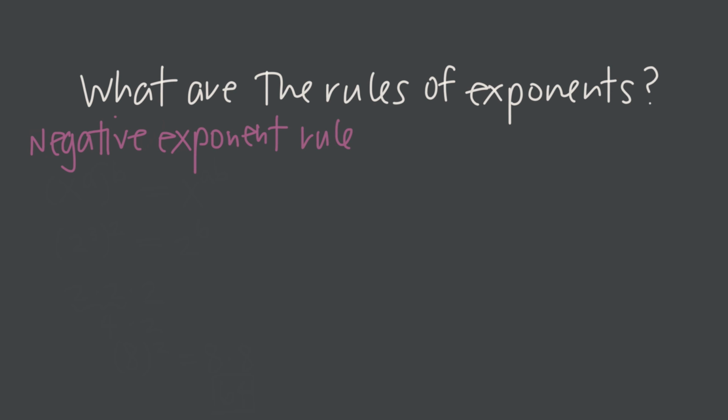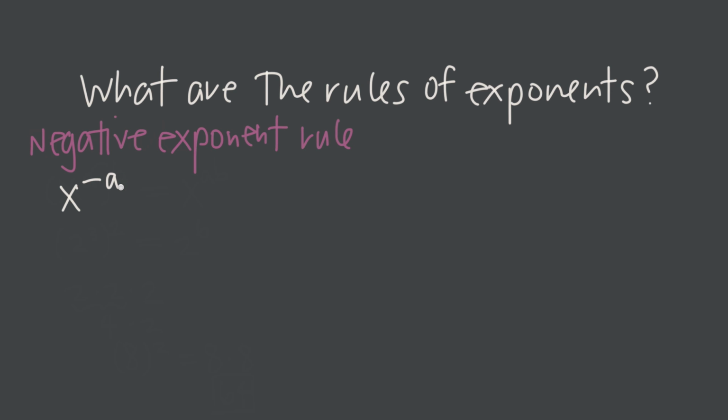And this one can be a little tricky, but there's actually a simple way to think about it. So this is the rule you use when you deal with negative exponents. For example, let's say that we have x to the negative a. So our exponent is negative because the exponent is negative a. The base is x, and the exponent is negative a.